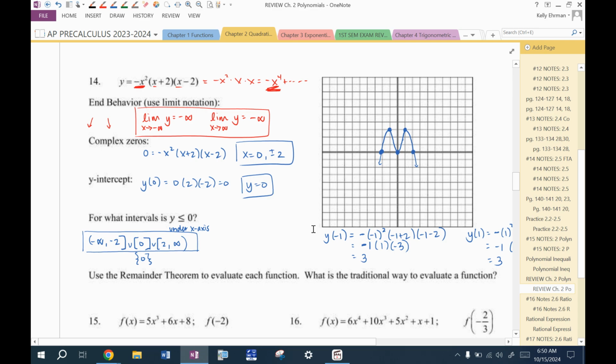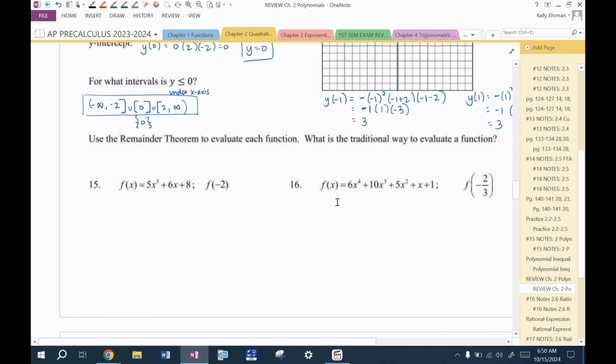Use the remainder theorem to evaluate each function. What is the traditional way to evaluate a function? So traditional way is plug in the number for x. But the remainder theorem, remember it says you're putting in, I'm going to call it the c value. You're putting in whatever the value you're trying to evaluate, and whatever you get right here is the answer.